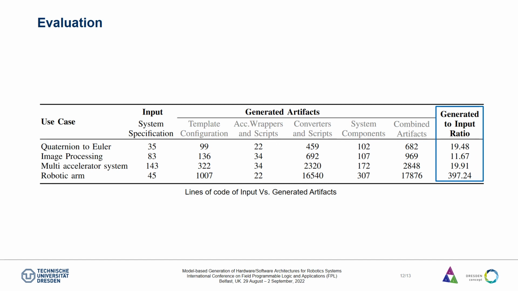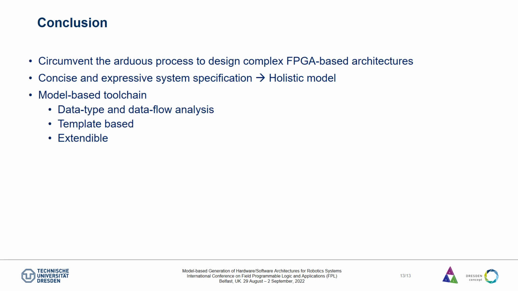To conclude, this work presents a model-based approach to generate FPGA-based architectures for robotic applications. Our systematic approach circumvents the arduous process that involves designing complex architectures and the modification of hardware accelerators needed to incorporate them in existing solutions. For this, a toolchain which takes a concise and expressive system specification is introduced. It derives a holistic model of the desired system and generates all the needed components.